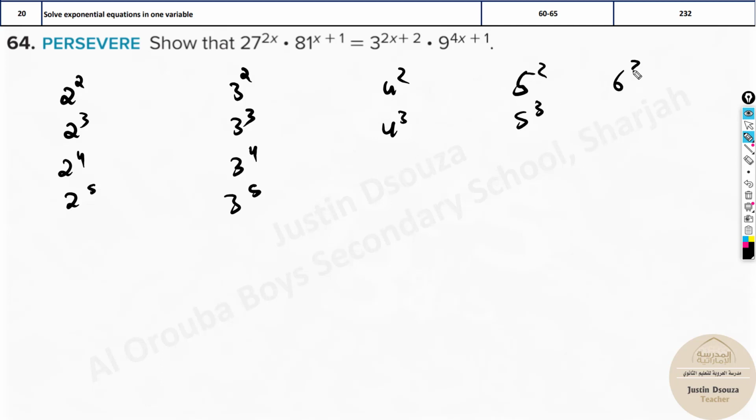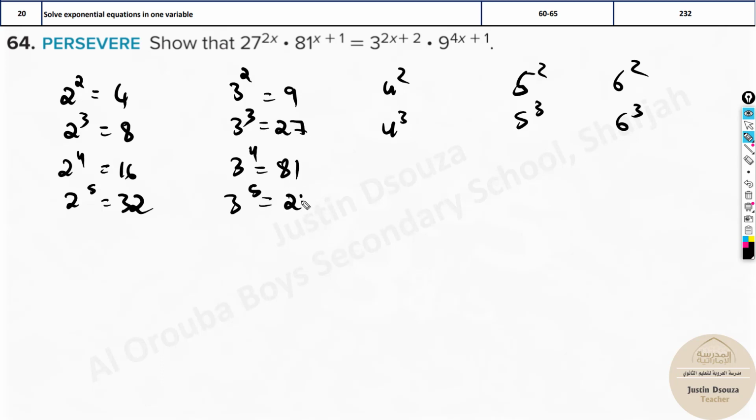Now I'll just write it over here. Why I'm writing this is you need to know this in your mind. 2 square is 4, 2 to the power 3 is 8, this is 16, this is 32. What about 3? It is 9, 27, 81, 243. Now here is the same thing, 16, 64, and then you will get 256 and so on. 5 square is 25, 125, 625 and so on. Over here you will have 36, then you will have 600 and something, and it goes on.